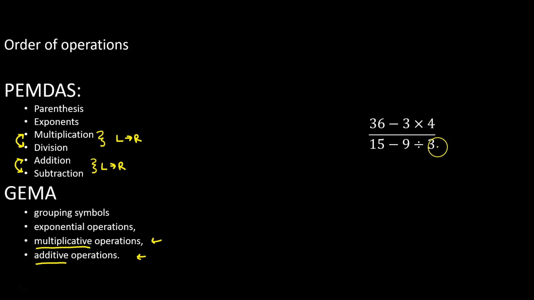Also, this rational expression, which has multiplication, division, and subtraction, nothing in here talks about fractions. PEMDAS doesn't talk about that. However, a grouping symbol, that's exactly what this large division bar is grouping. It's separating a numerator and a denominator. We could write the same problem as 36 minus 3 times 4 divided by 15 minus 9 divided by 3.